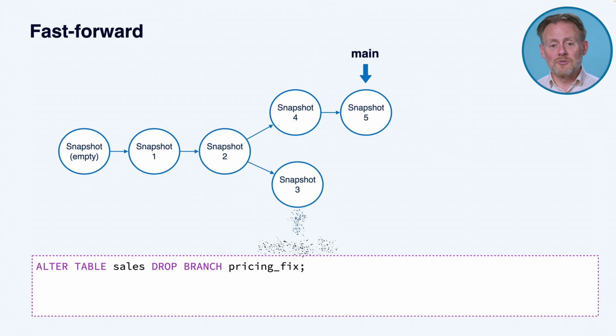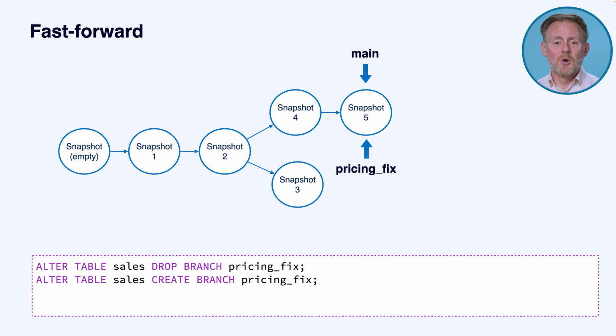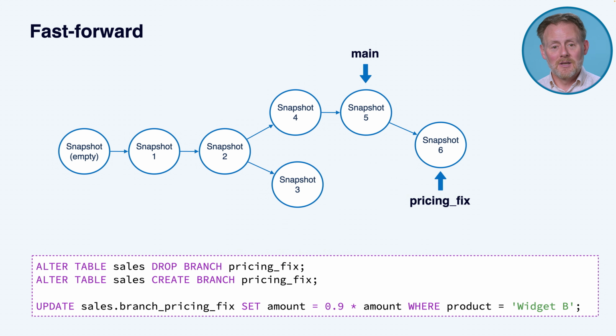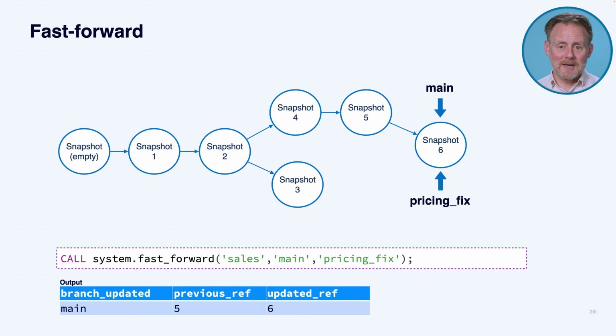So what we're going to do is drop our pricing fix branch. We're going to recreate from the now current main, rerun the update. Now main is a direct ancestor, and now fast forward works. Main can advance to snapshot 6, matching the new pricing fix branch.